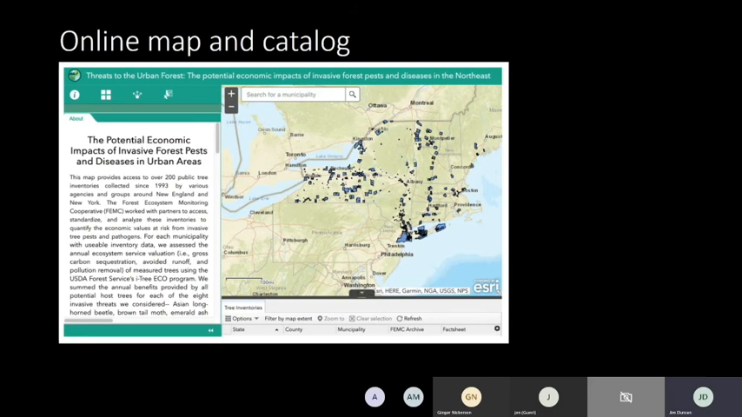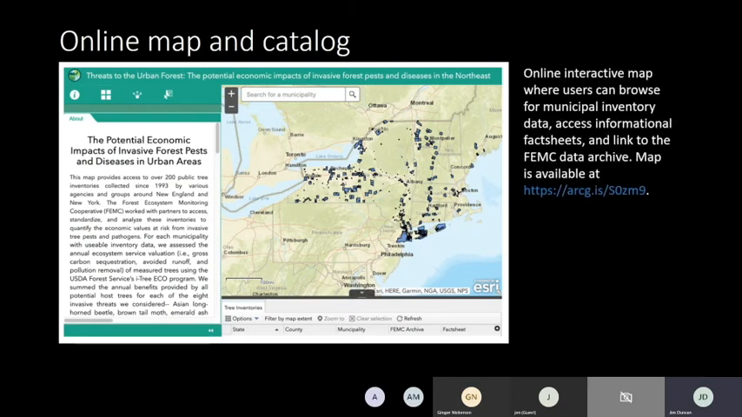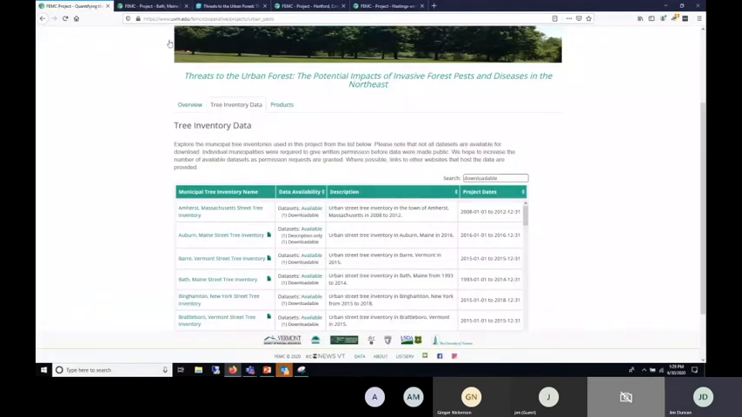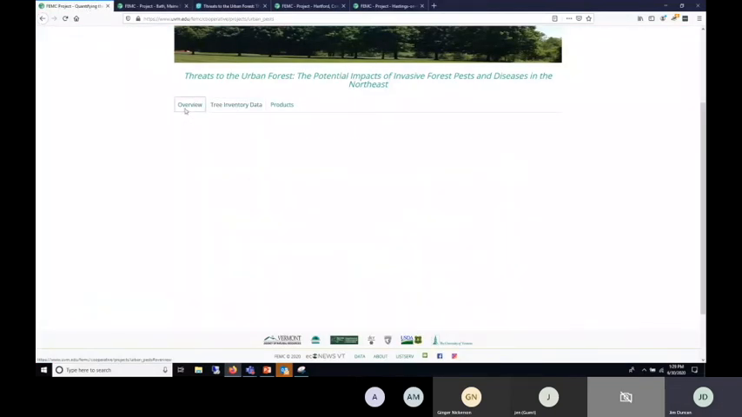And then the other piece that we spent time building is an online map and catalog of this information. And this provides a place where users can browse for that inventory data, access those fact sheets, and then link back to the archive if what they're interested in is the data. And at this point, I'm going to step out of the presentation and just show you a little bit more on the project.